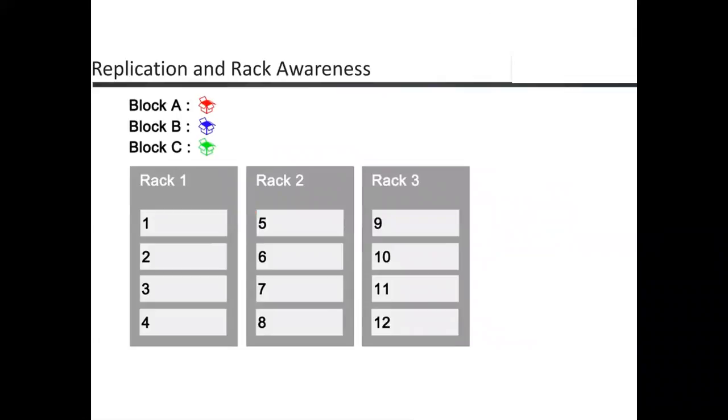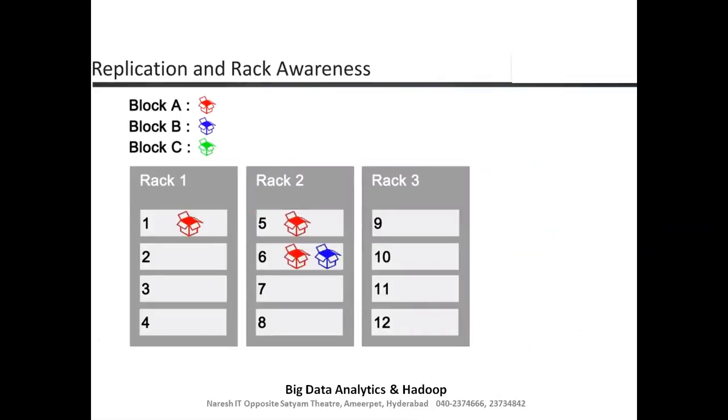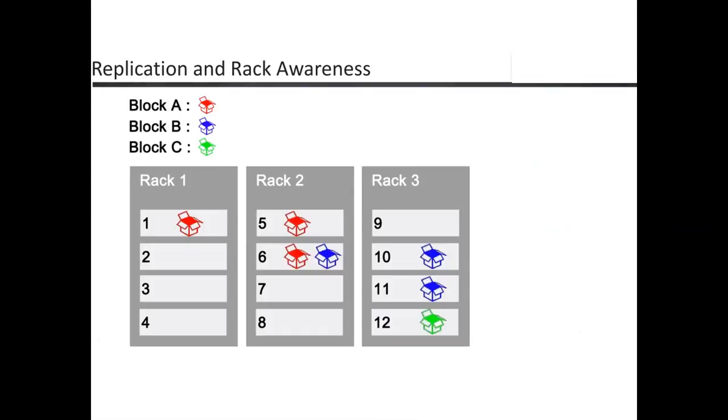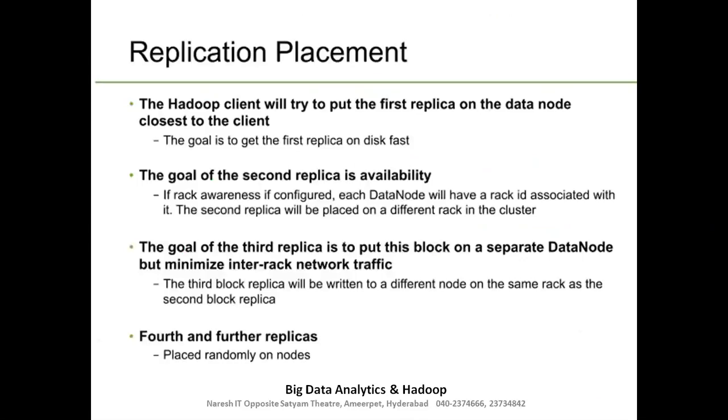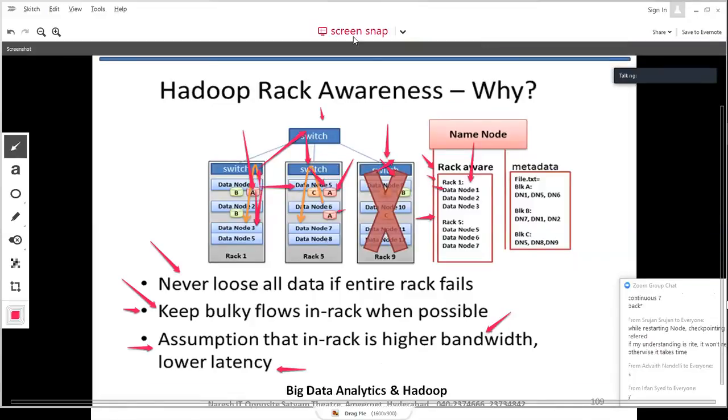Okay, let's also dig a little deeper. Well, there's block A, B, and C. We say the block A is there, and the 2 copies are getting replicated there. That's block B, they get replicated there. That's block C, they get replicated there. That's the process of replication, guys. Okay, let's dig a little deeper into replication placement.